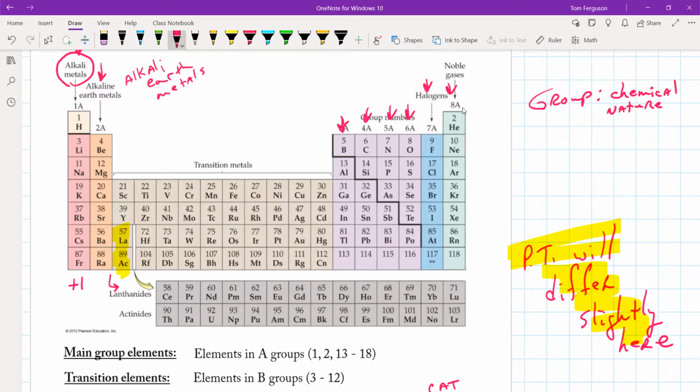The alkali earth metals, +2. +3 for the boron group. Starting with the halogens, halogens form anions, -1. The next one over, -2, -3. Now notice we kind of come together with a -3, a +3, -3.